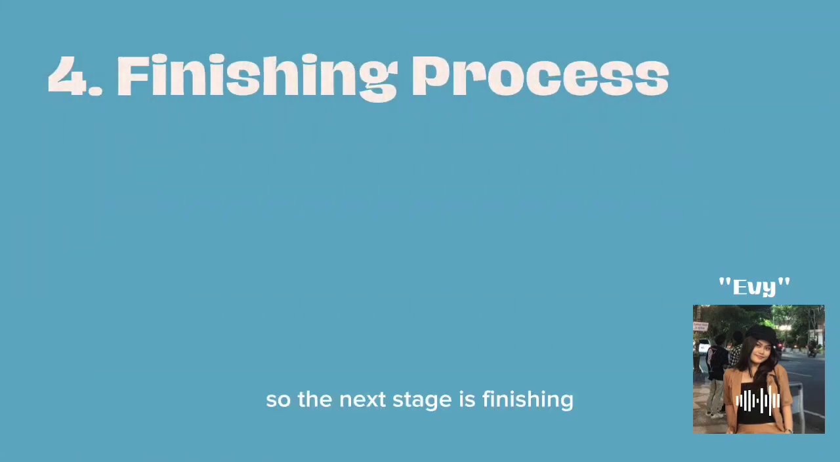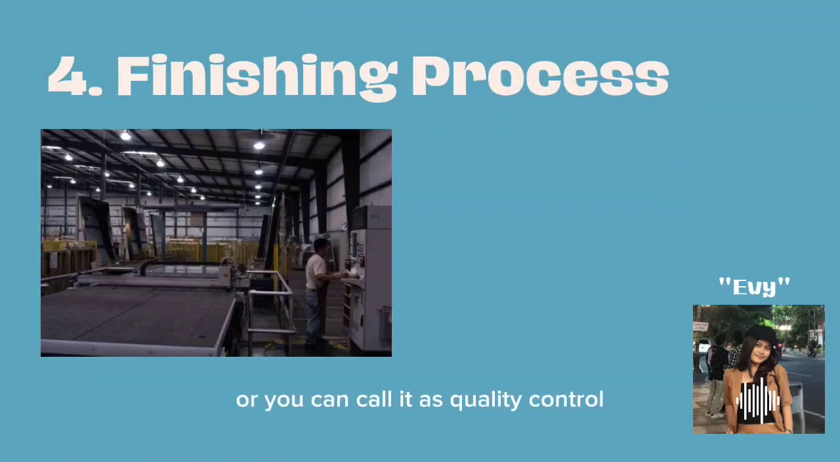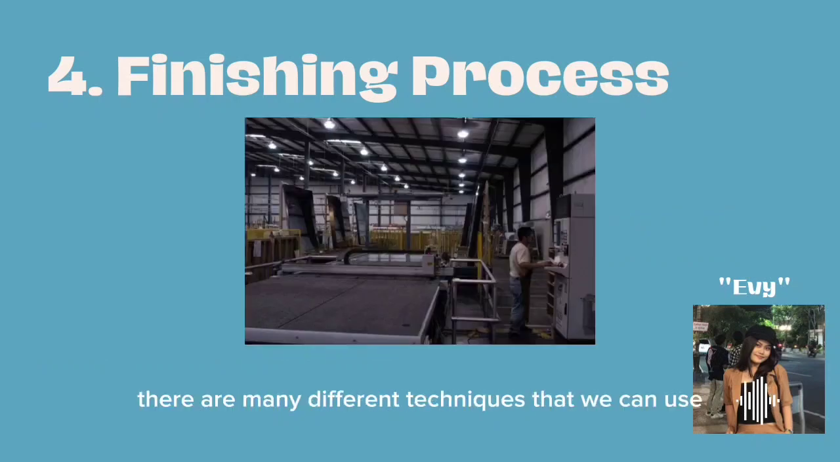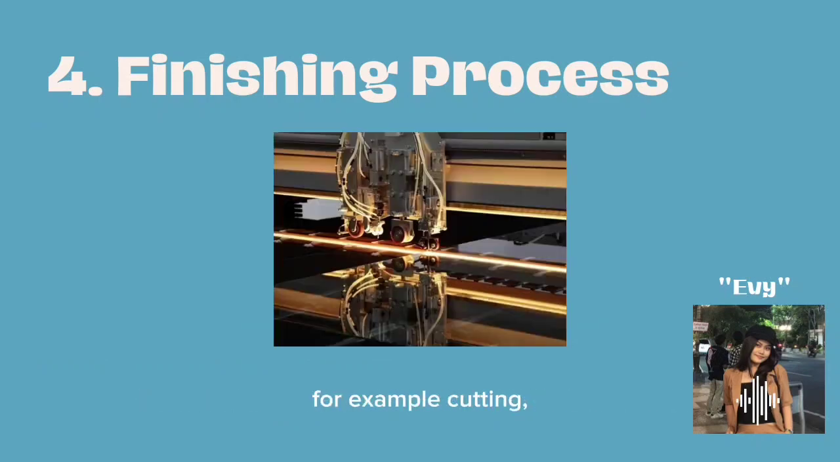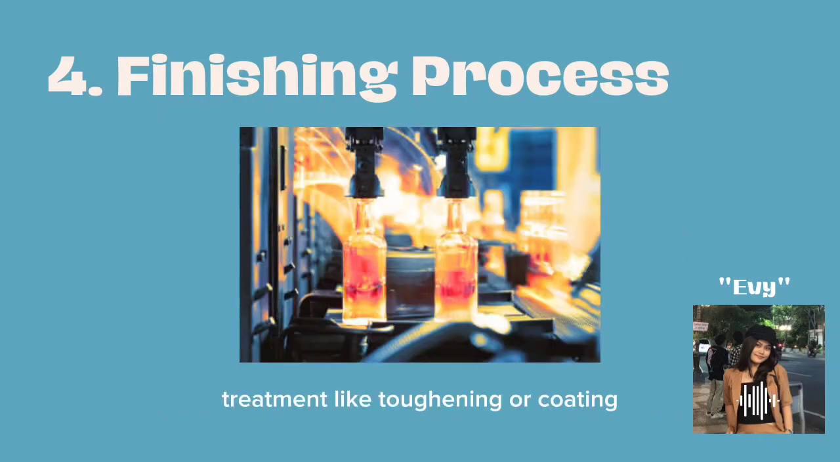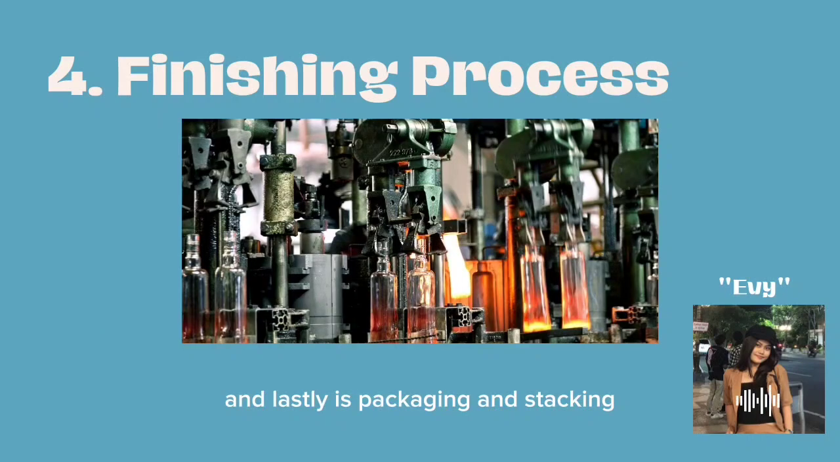So the next stage is finishing, or we can call it quality control. In this stage, there are many different techniques that we can use. For example, cutting, grinding, and polishing. Treatments like toughening or coating, and lastly packaging and sticking.